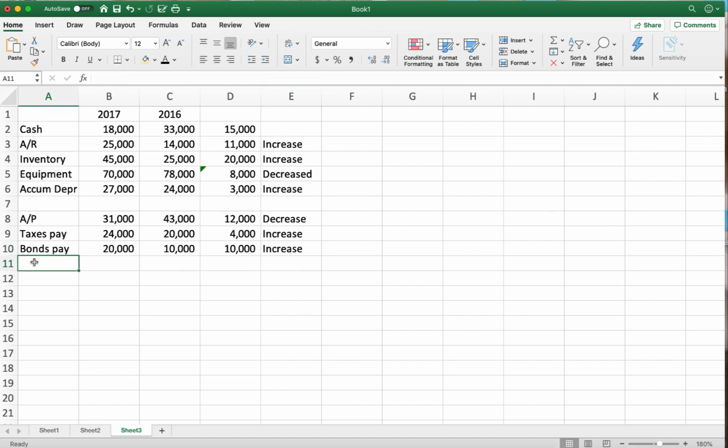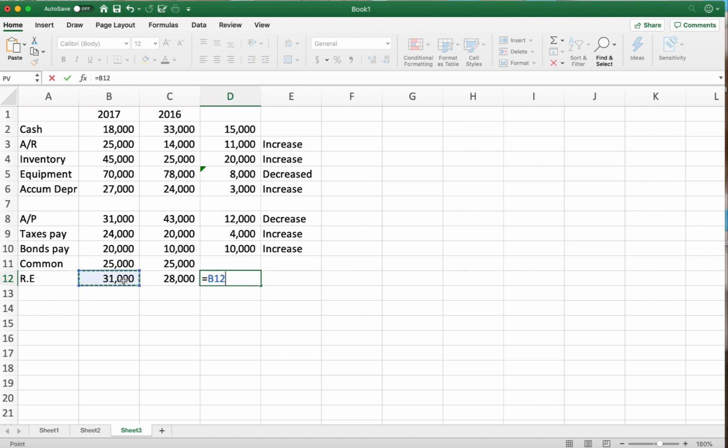Okay. Then we have common stock. Looks like we ended 2017 with 25,000 and we ended 2016 with 25,000. And then retained earnings, they tell us that we ended 2017 with 31,000 and we began 2017 with 28,000. So there's a difference there, 3 grand. And that was an increase.